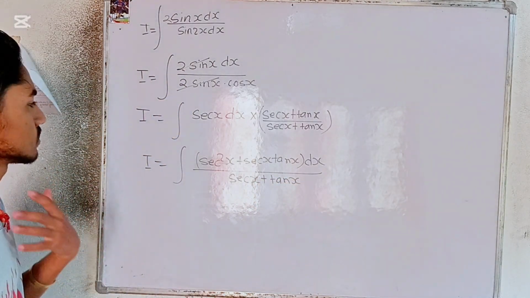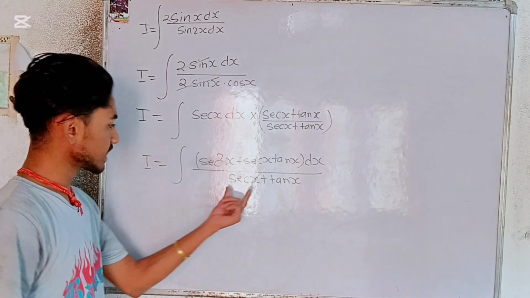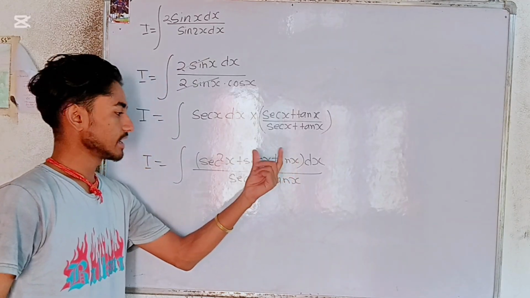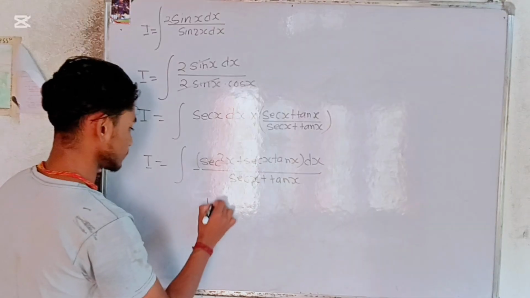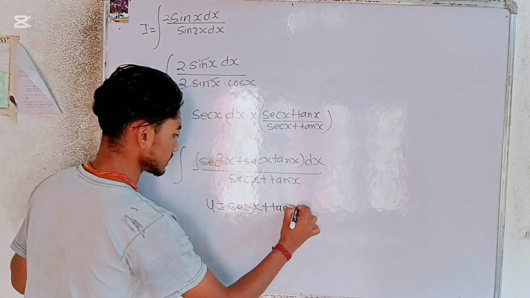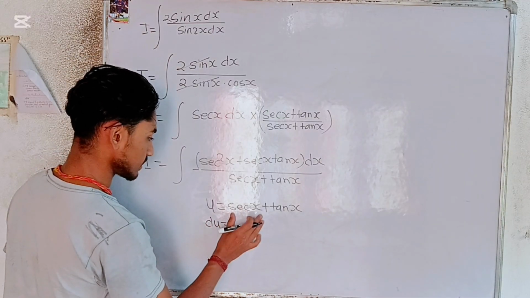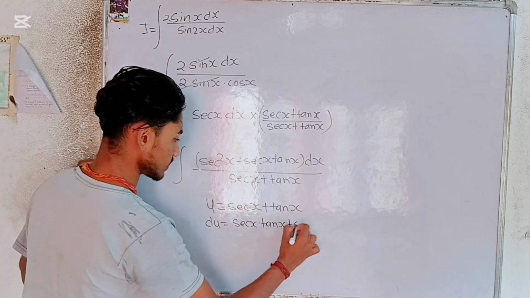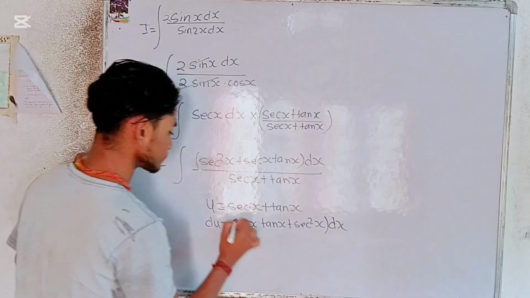Okay, so now we have to substitute. Because I know the derivative of secant x is secant x into tan x, right? And the derivative of tangent of x is secant square x. So there is a very beautiful symmetry here: if I substitute u as this function and I calculate du, I get secant x into tangent of x plus secant square x, with dx, right?